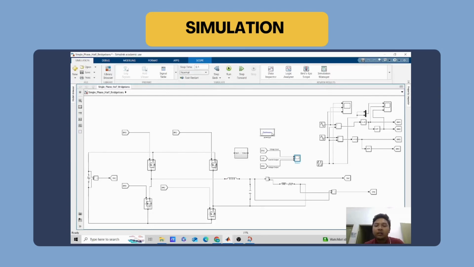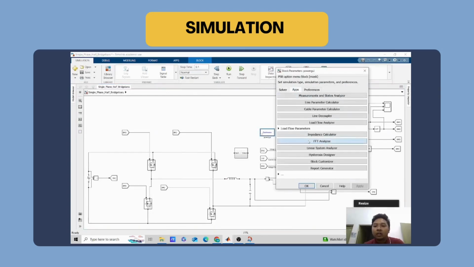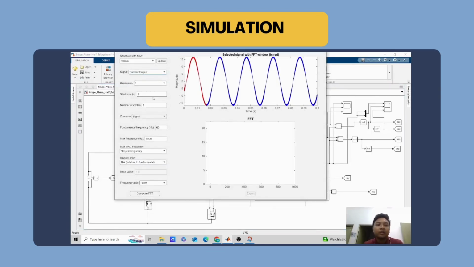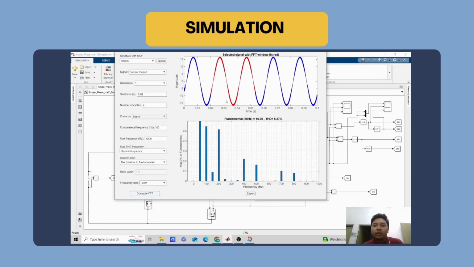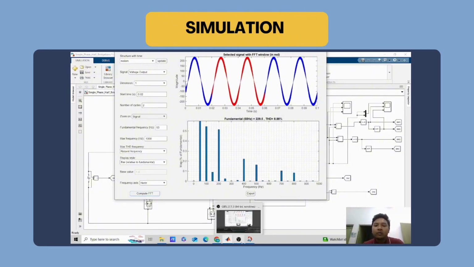So next we see the THD value. The THD value for the current output is 5.27%, and the THD value for the voltage output is 8.86%. So the THD values for the current and voltage output are still in the range that has been stated in the brief. So that's all for me.